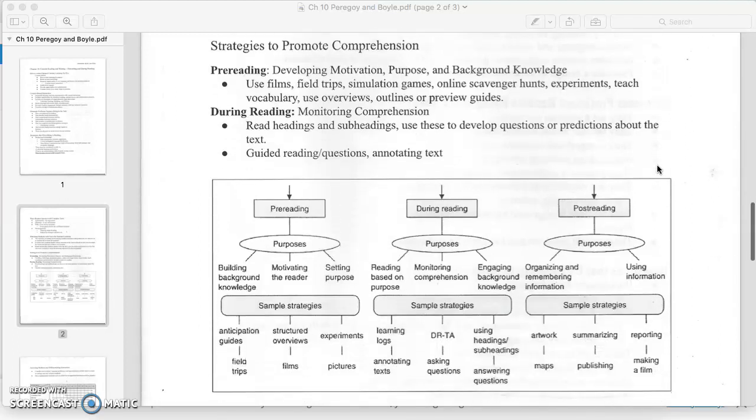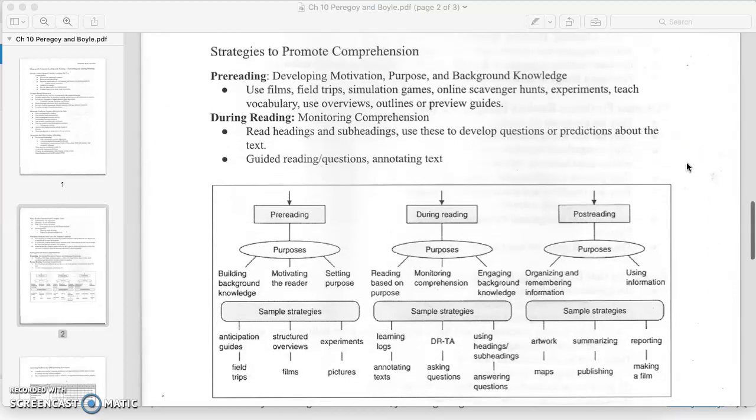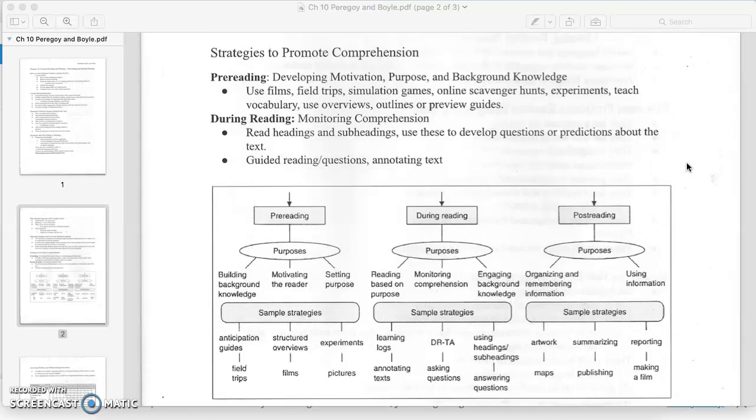And so some strategies to promote comprehension. During the pre-reading, it's important to develop motivation and purpose, and a good way of doing this is applying it to their interests or their background knowledge. Their prior understandings of a certain topic will help them be more engaged with it. So if they have experience in films or field trips or simulation games, all these are strong examples of how you can engage your students into the reading before they even dive into it.